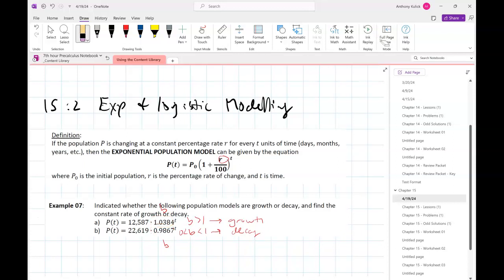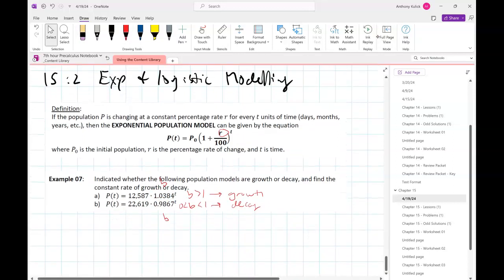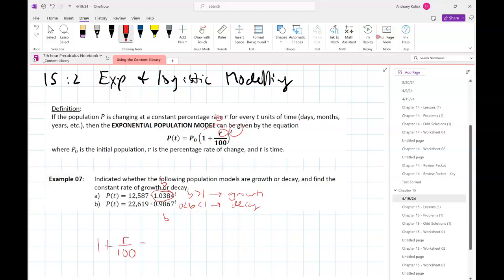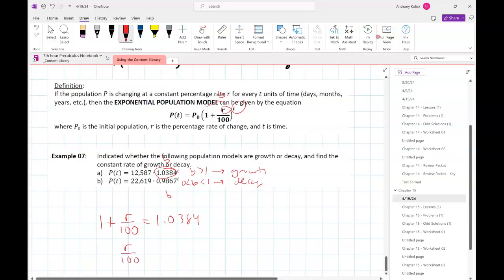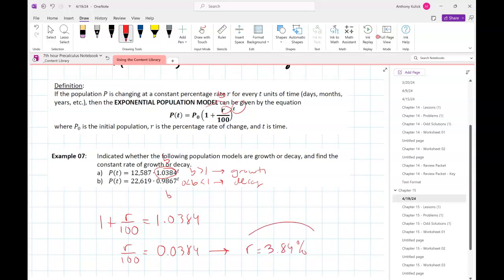Everybody's okay there? I did nothing other than remember the definition of growth and decay to do that. Now to solve for R, I know that this thing is like my B because that's where the exponent is. And this is like my B. So I can take those two B's and set them equal to each other. And now I'm just going to solve for R. So I subtract 1 from both sides, and then multiply both sides by 100. And I'm done.